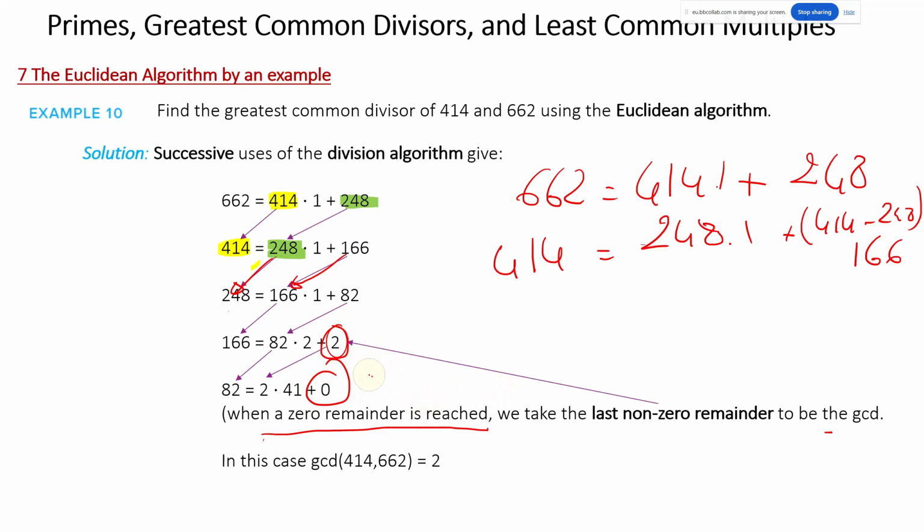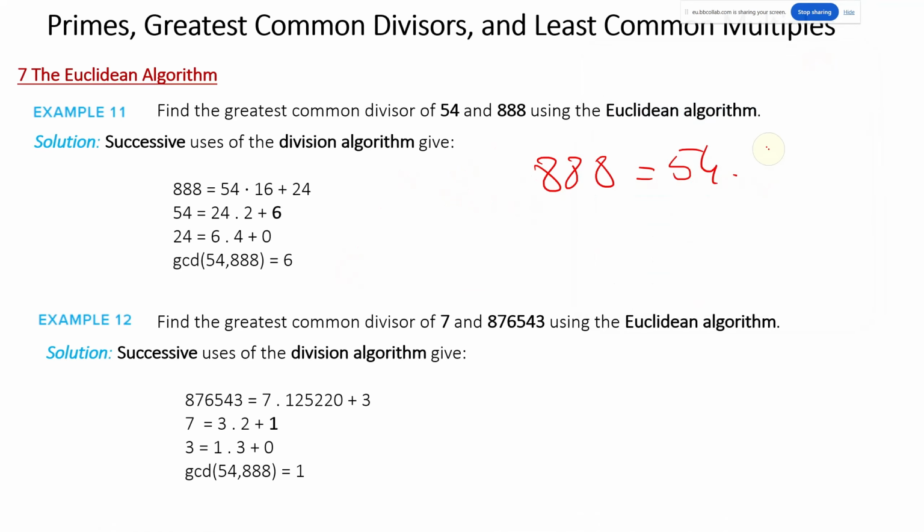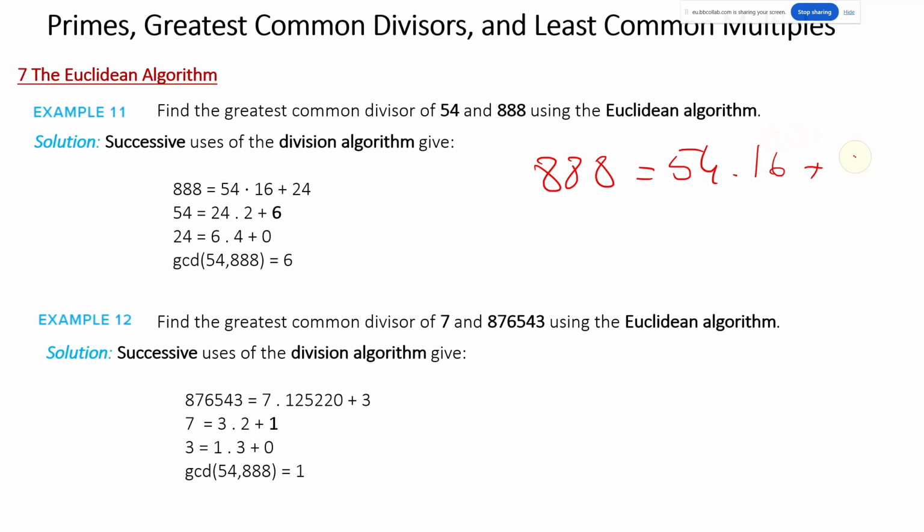Hold on, where did I put my calculator? So let's have 888, and I'm going to divide by 54. It's going to be 16 point something. So basically 888 is going to be 16 times 54 plus something. To find out what this point something is, let's remove 16 times 54, so I can know what it is. So it's going to be plus 24.